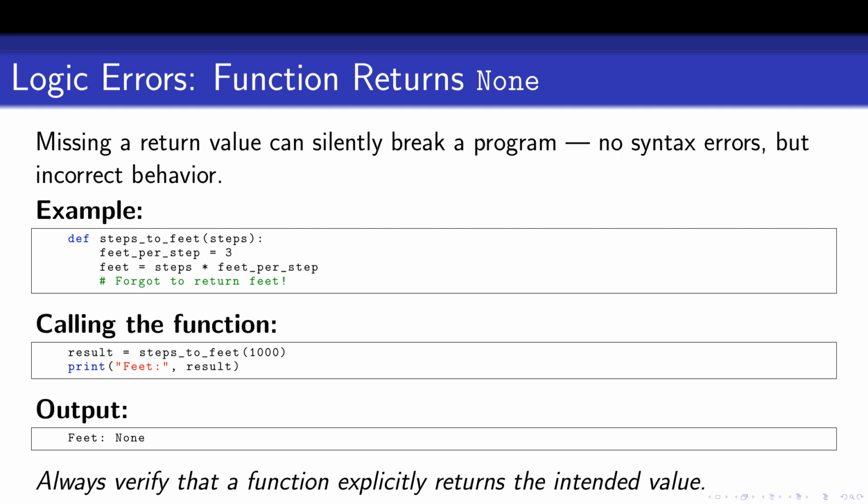That's why it's crucial to always confirm that your functions return the value they're meant to. This becomes even more important when writing code with side effects, conditional logic, or multiple return paths. When in doubt, add print statements or use assertions to verify that returned values are what you expect.